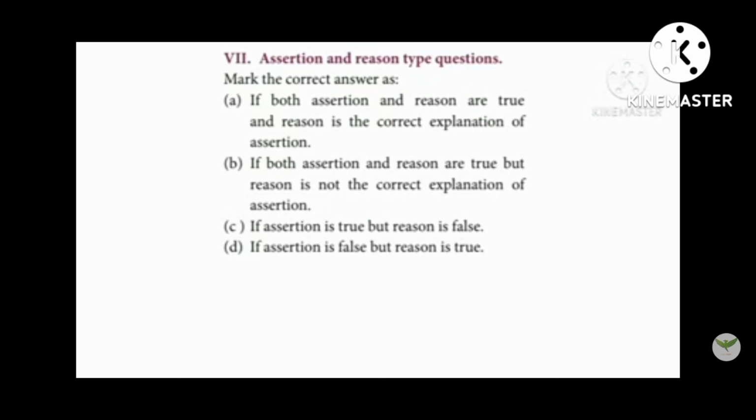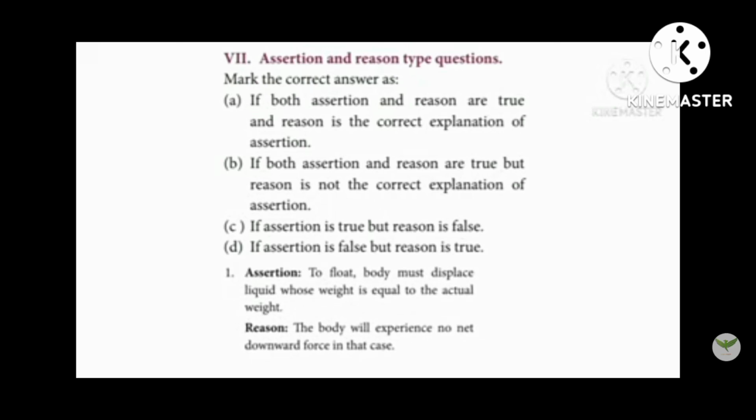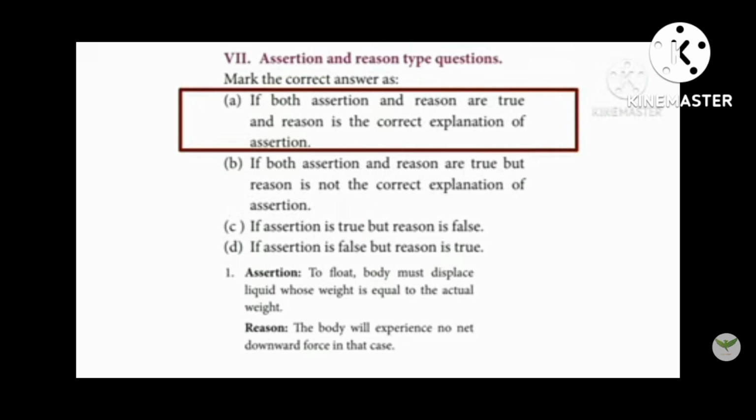Question number 1. Assertion. To float, body must displace liquid whose weight is equal to the actual weight. Reason. The body will experience no net downward force in that case. Answer. Option A. Both assertion and reason are true and reason is the correct explanation of assertion.